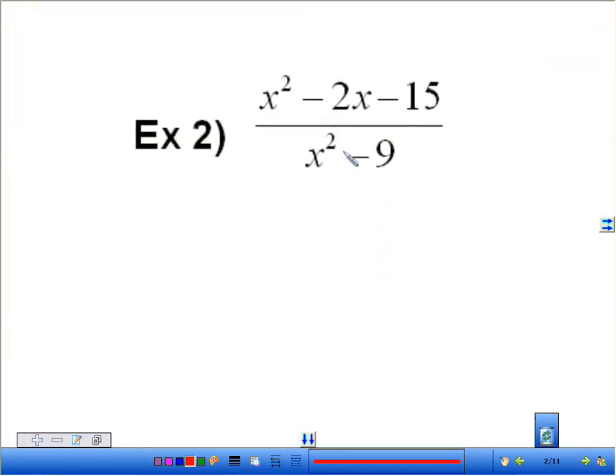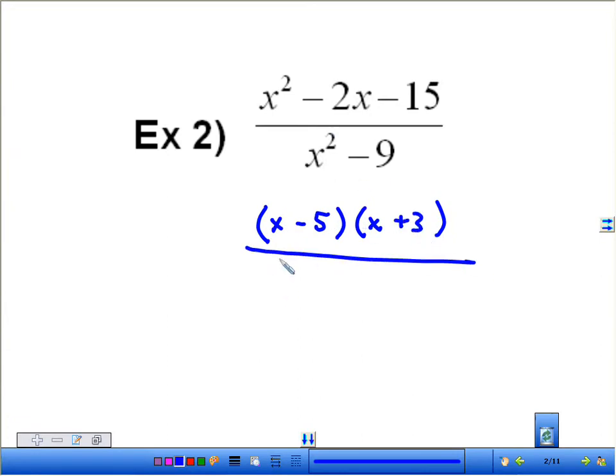Here's another example. The first step is to factor. So we'll factor the top part, which factors into x minus 5, x plus 3. The denominator, the difference of two squares, factors into x minus 3, x plus 3. And now we're going to divide any common factors. Well, we can see x plus 3 divided by x plus 3 is 1.